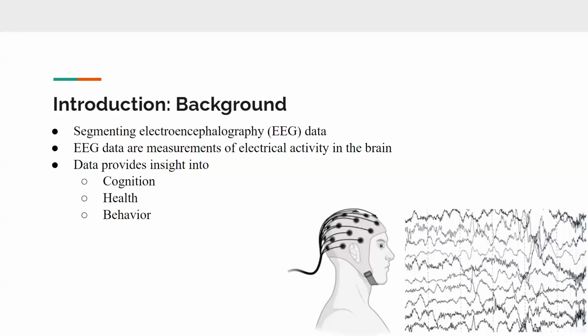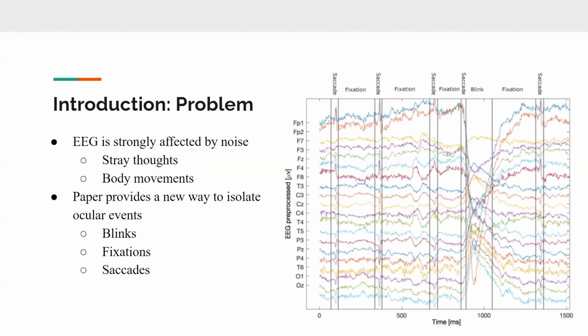So, to begin with, the paper's topic is segmenting electroencephalography data. These EEG data are just measurements of electrical activity in the brain. This data can provide insight into overall human cognition and health, as well as behavioral patterns. The problem with this is EEG data is strongly affected by noise. This can be anything such as stray thoughts or body movements that happen during data collection.